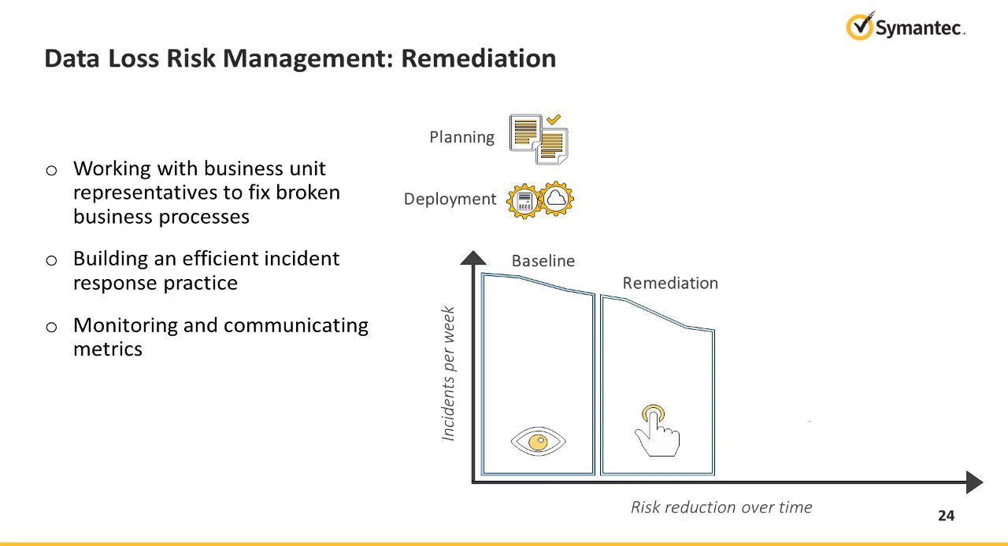The work done in the baseline phase of tuning policies and procedures and understanding and organizing incidents should have helped solidify and focus the team's efforts. The response planning completed in this phase is the basis for the violation notifications key to the next phase. The key steps of the remediation phase include working with business unit representatives to fix broken business processes, building an efficient incident response practice, and monitoring and communicating metrics.